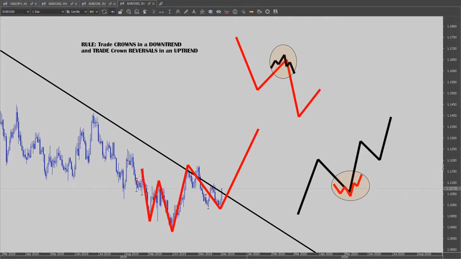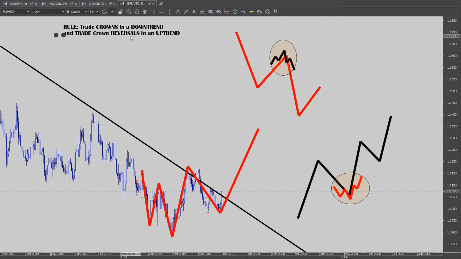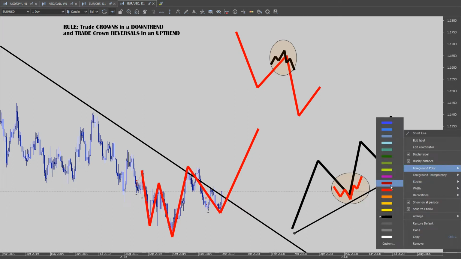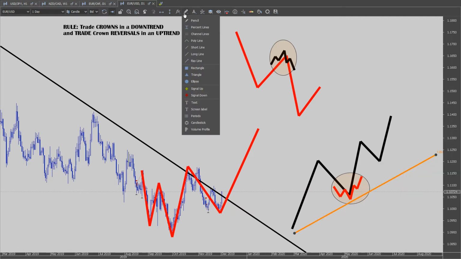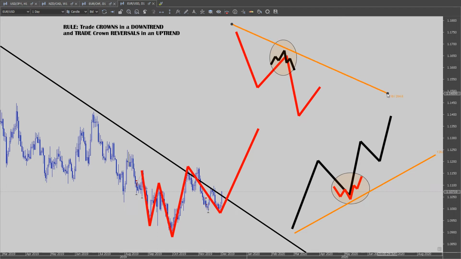Okay, now again we talked about following the rules. Oh, Passion asks, can I trade crowns in an uptrend because I want to trade the retracement? Yes, you can, of course, but remember that when you are going against the trend, you are entering trades with high technical risk, and a lower probability of success. Go with the trend. So in an uptrend, trade crown reversals, and in a downtrend, trade crowns.